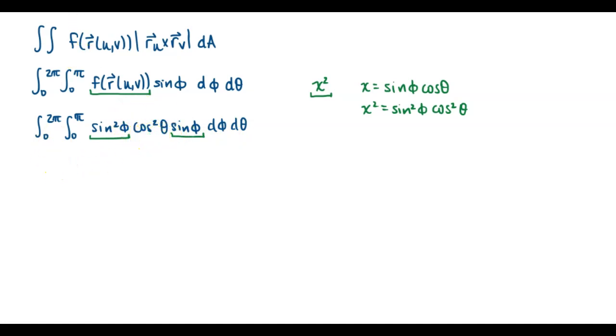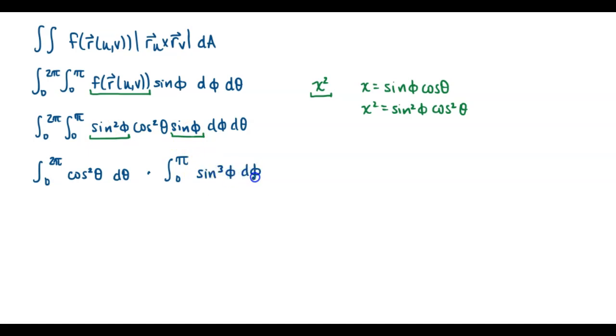And so let's split these up, because I know that 0 to 2 pi are my bounds for theta, and so this is going to be the integral of the cosine of theta squared d theta. And I'm multiplying this by the integral from 0 to pi of, well, sine of phi squared times sine of phi is sine of phi cubed.